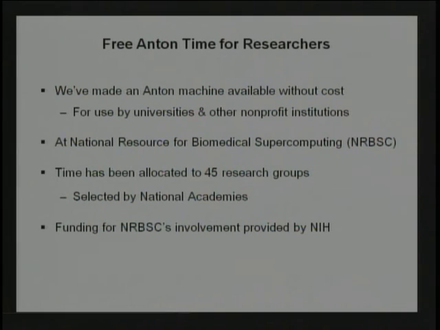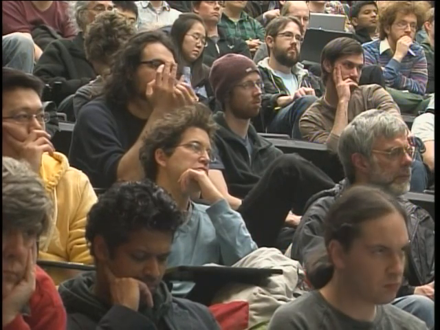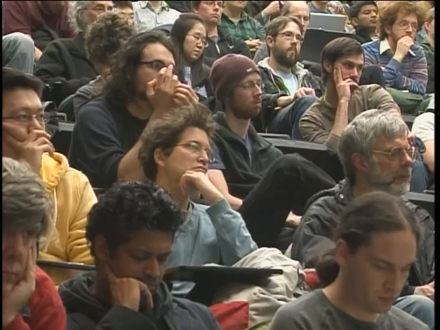At this point, the National Academies have allocated time to 45 different research groups who are using Anton. It's a machine that's located at NRBSC, the National Resource for Biomedical Supercomputing, and it's available just to not-for-profit institutions. NRBSC receives funding from the NIH, and we're hoping they'll get a renewal of funding. It's a complicated issue, so that we can continue to do this.